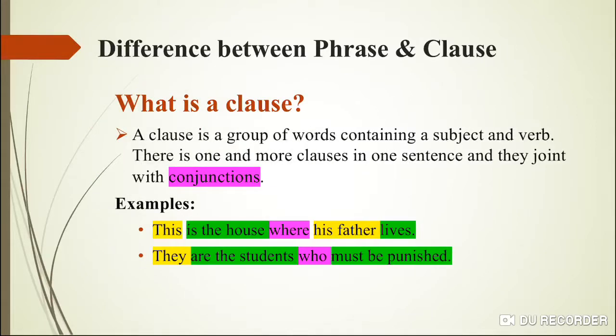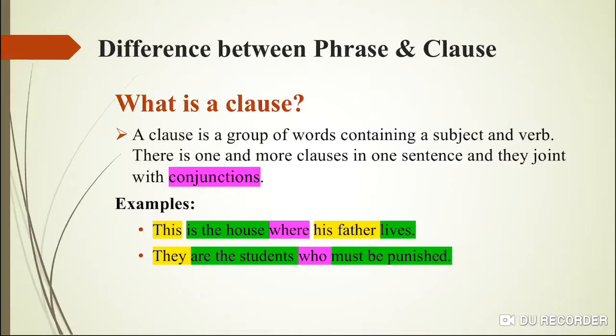Whereas the clause is like a sentence. When we join two sentences with a conjunction, the two sentences, which carry their own subject and predicate and are complete in their meaning, become clauses. Understand it once again: this is the house, his father lives. Now we have joined these two sentences with the help of a conjunction. So now these sentences have become clauses.